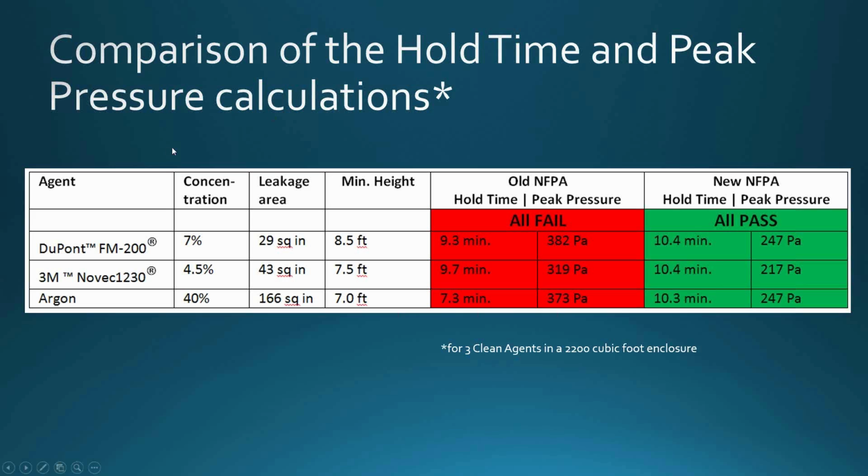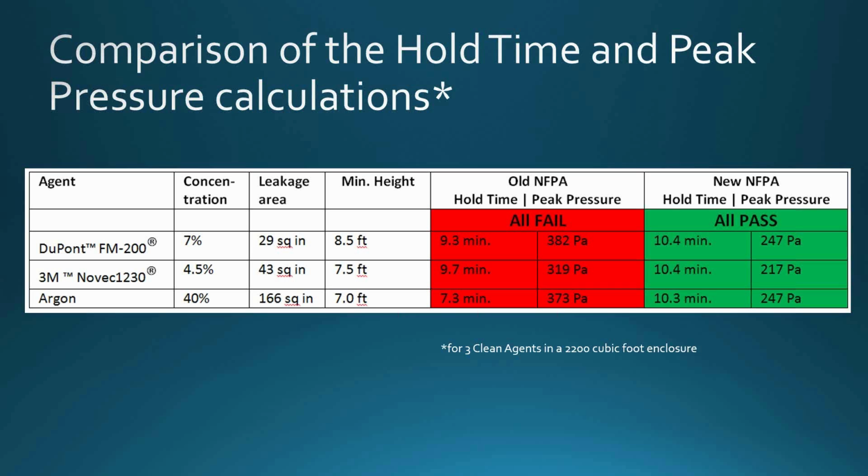So what we'll notice in here is that the old NFPA standard versus the new NFPA standard, there's a difference in terms of the hold time evaluation. We get a longer hold time evaluation, and you notice in the case of argon, Argonite, Energen, they're all going to be the same. We go from 7.3 to 10.3 minutes, so we get another 3.3 minutes. So around about a 45% increase in the hold time, and at the same time we've got about a 30% decrease in the amount of peak pressure based on the analysis.